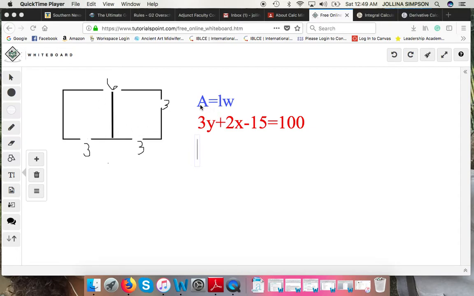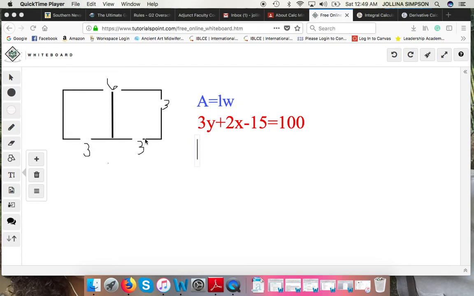So we're going to start out with the area of a rectangle, which is length times width. Now, this will be our x-axis, and these will be our y-axes. And this is also an x-axis as well. So we have 3 y-axes, 1, 2, and 3, and 2 x-axes, 1 and 2.